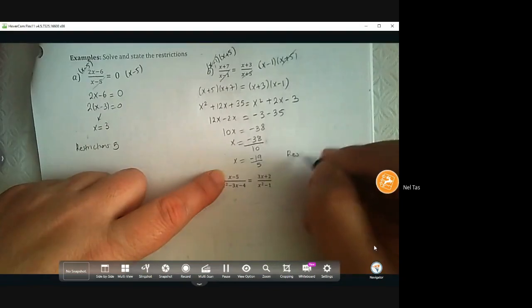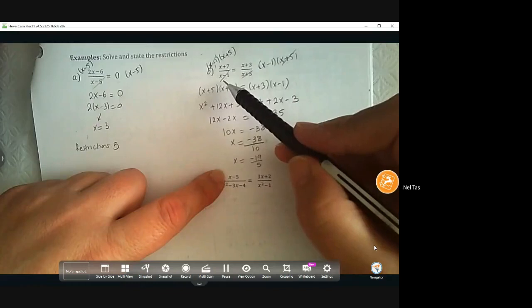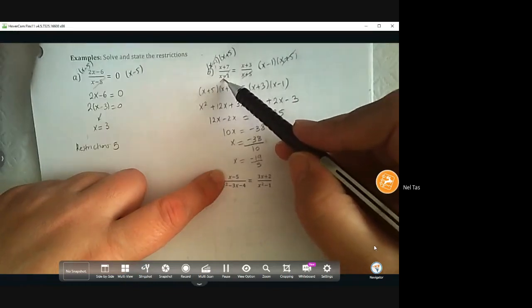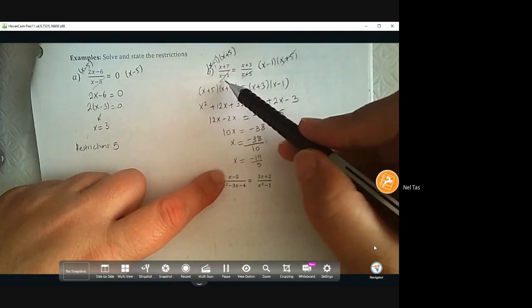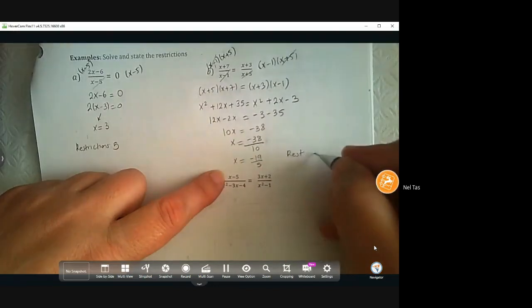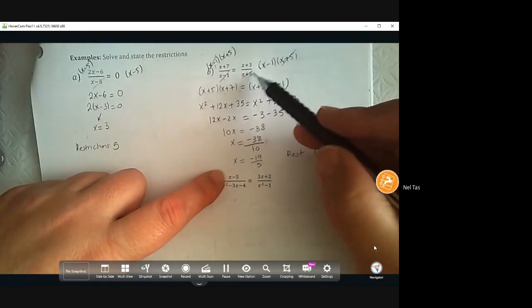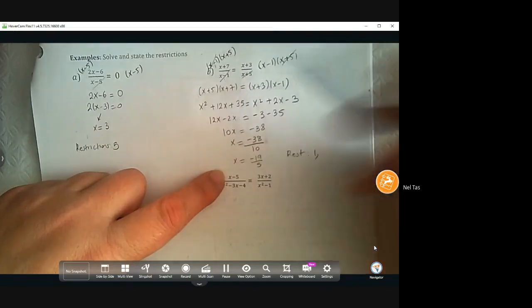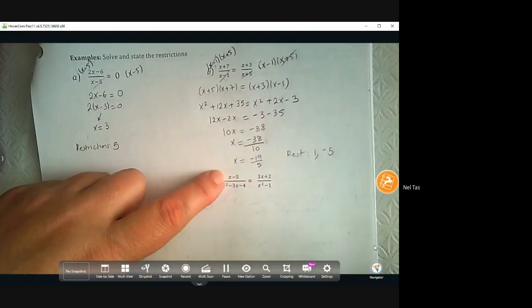The restrictions: we are going to go to the original question. We have x - 1, so x cannot be 1. If it is 1, you get 0 for the denominator, and that's undefined. So we have 1. Also, x cannot be -5 from here, because if you substitute -5, you get 0 for this denominator. So 1 and -5 are the restrictions.